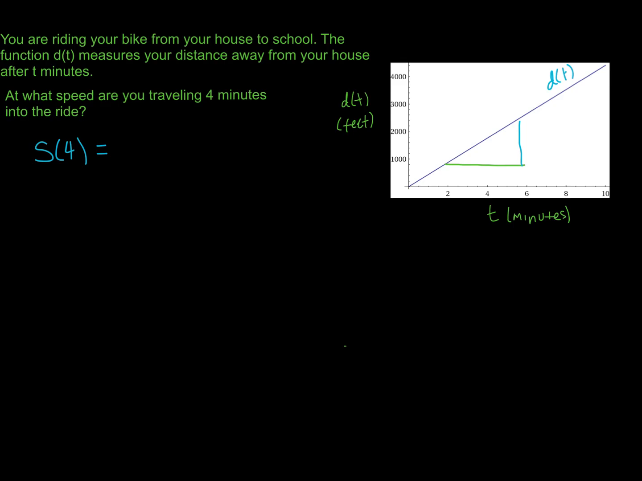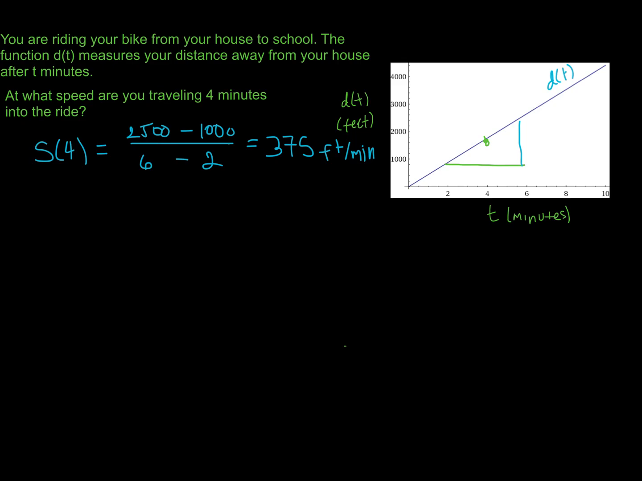So pretty simply, 2,500 minus 1,000 divided by the change in the x-axis, which was 6 minus 2. And so we have 2,500 minus 1,000 divided by 6 minus 2, and that's 1,500 divided by 4, which is 375 feet per minute. And so that's the actual speed that you're traveling at this very instant, 4 minutes into your drive.